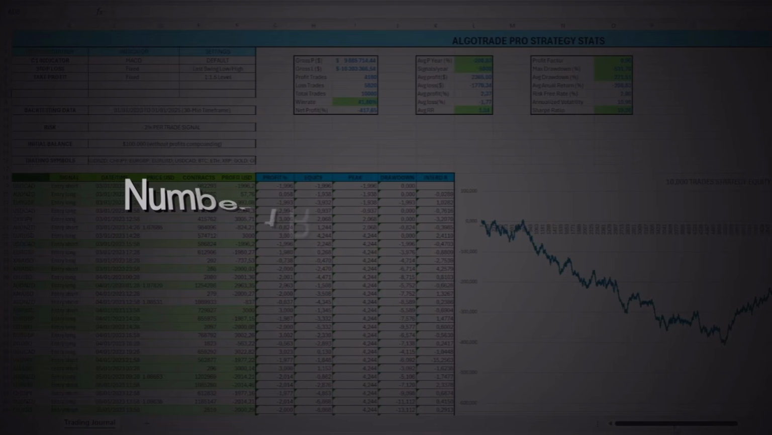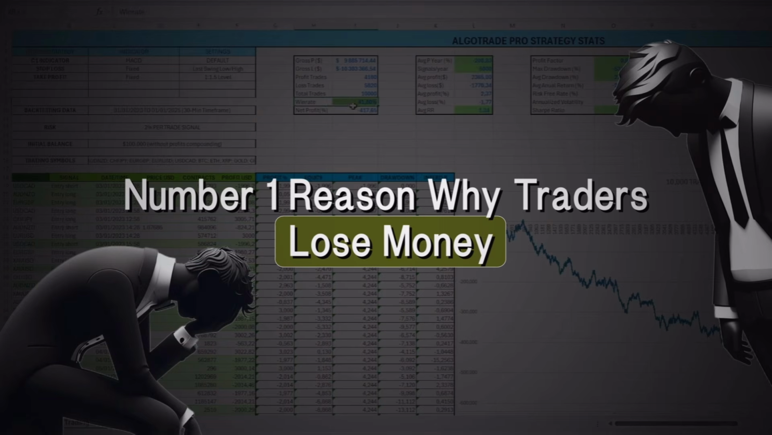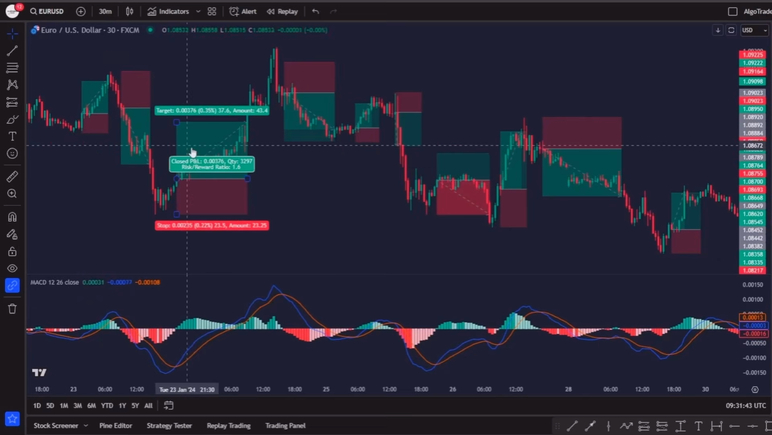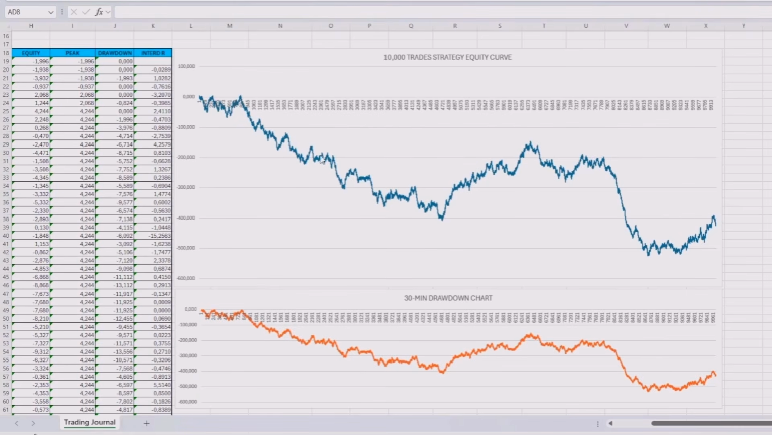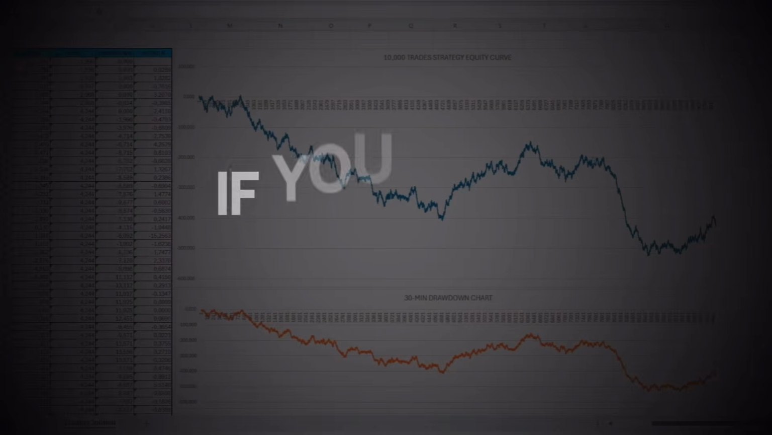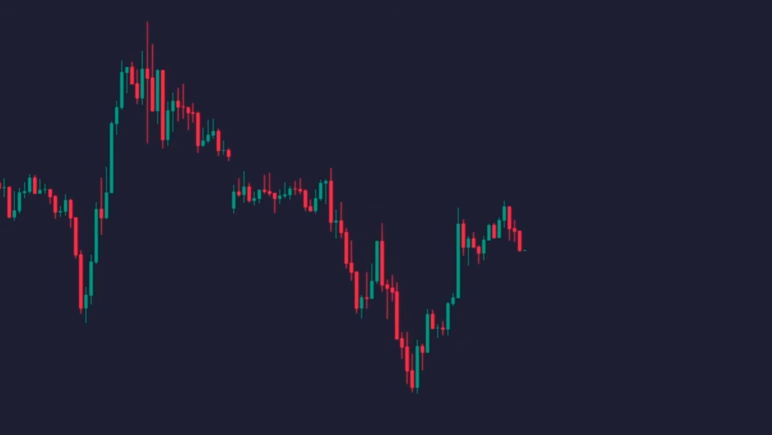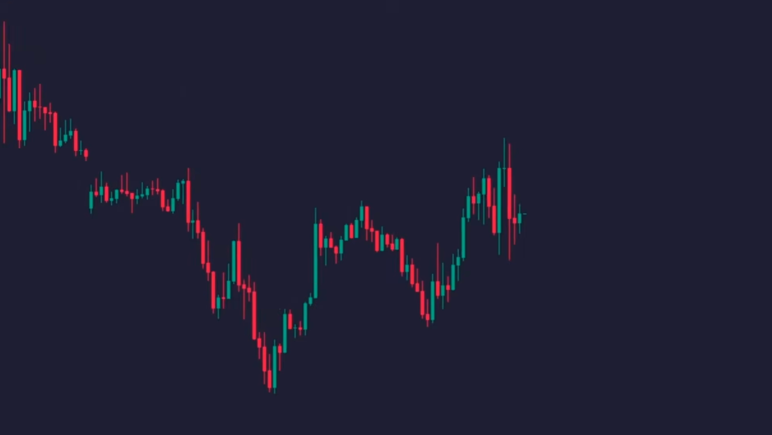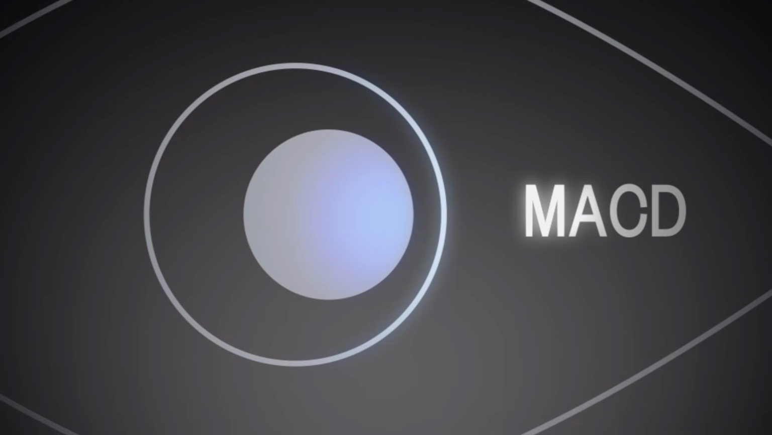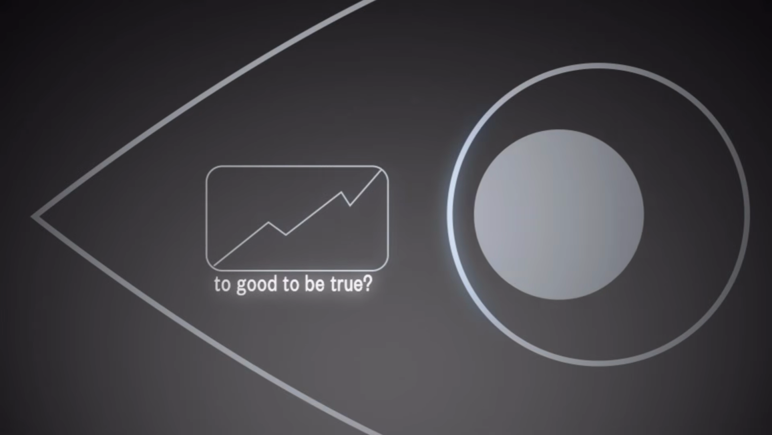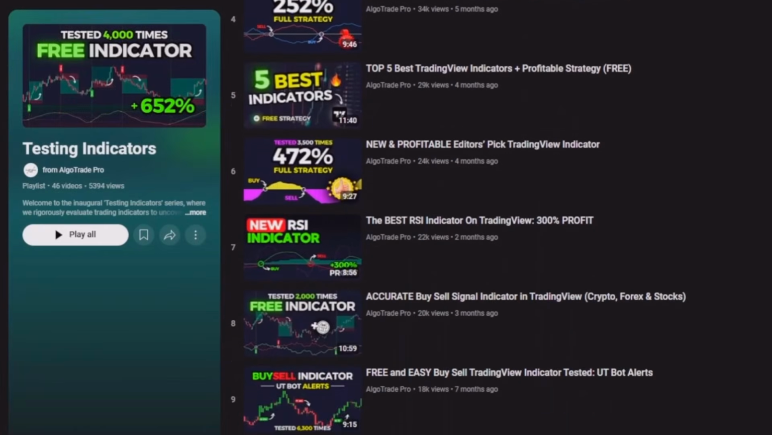And this is the number one reason why traders lose money. They get excited about small sample sizes, trust an indicator blindly, and then wonder why they keep losing money. If you take one thing from this video, let it be: proper testing and long-term validation are the keys to success in trading. So, next time you see an indicator that looks too good to be true, put it through a real test, just like I do in all my strategy breakdowns.